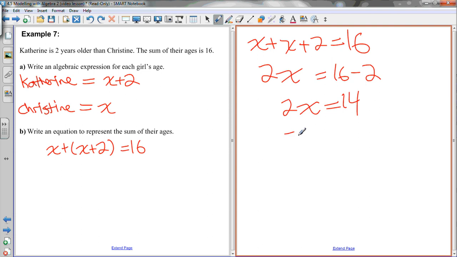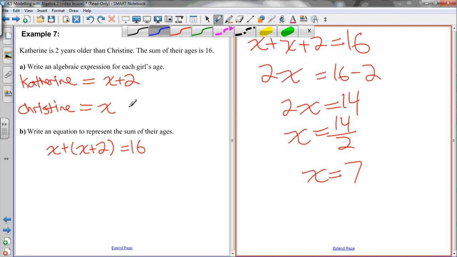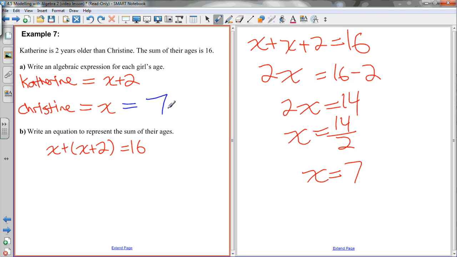And then move the 2 to the other side by dividing it. I get x equals 14 over 2. x equals 7. So I know that x equals 7, so that means Christine is 7 years old. And I know that Catherine is 2 years older than Christine. So she is 7 plus 2, which equals 9. She's 9 years old. Okay, so I've now solved for the age of each of those girls.